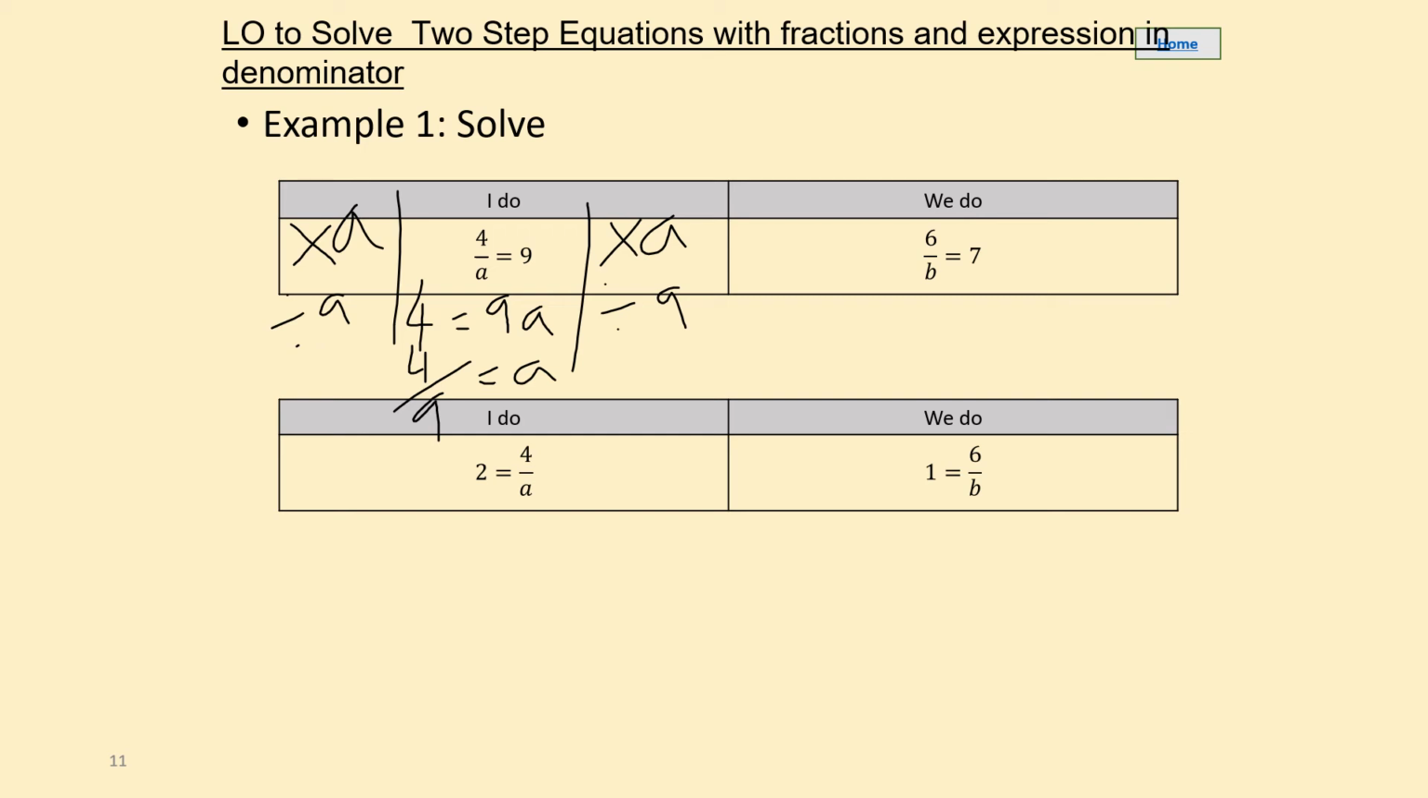Have a go at B. What do I multiply both sides by? Yep, I multiply both sides by B.